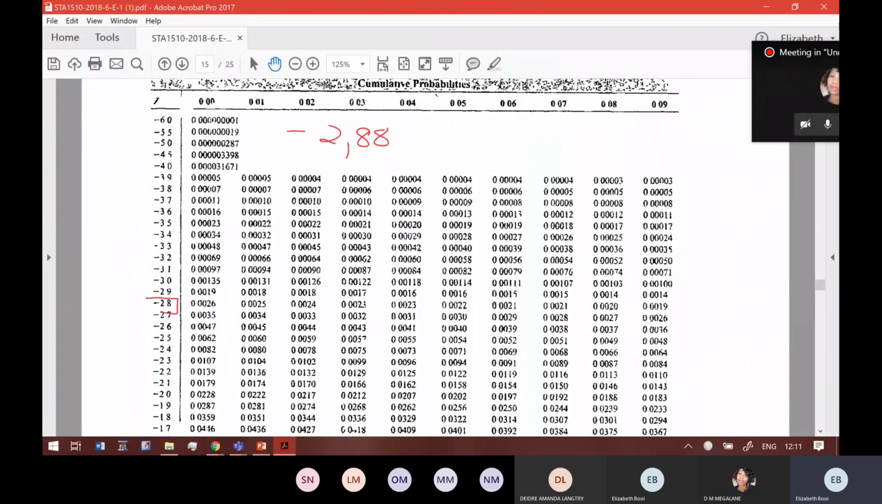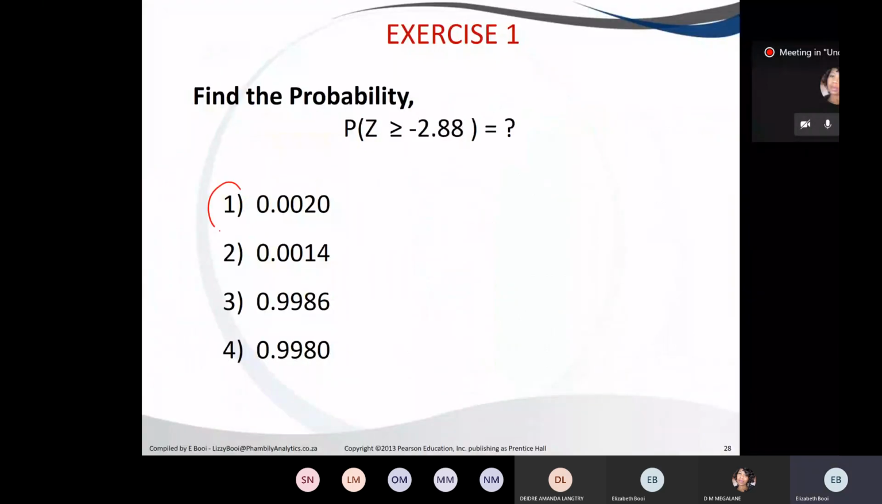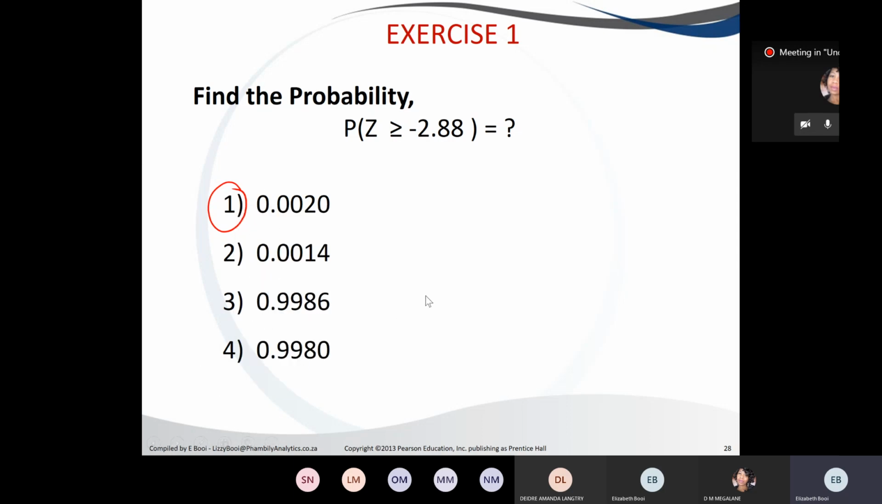We look for 2.8 and we look for 8 at the top, where they both meet, which is the second last. And it's 0.0020. And that will be option number 1. No, it's not option number 1. That's not the right option. It's not option number 1 because it is the greater than.